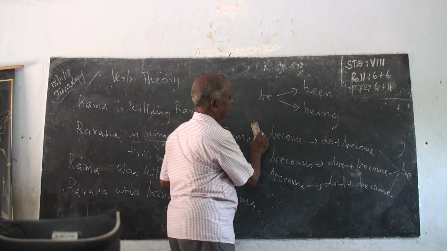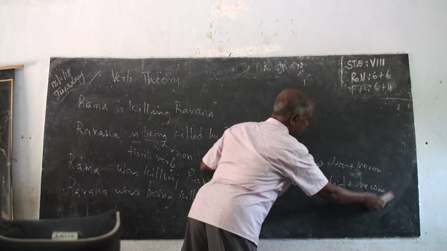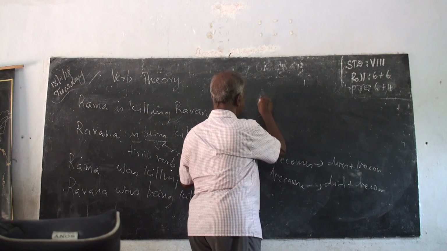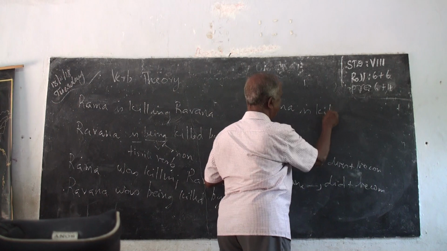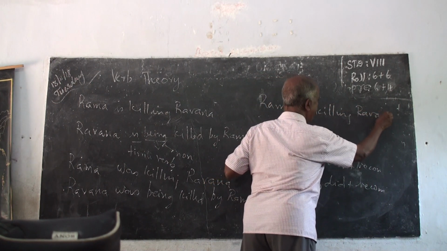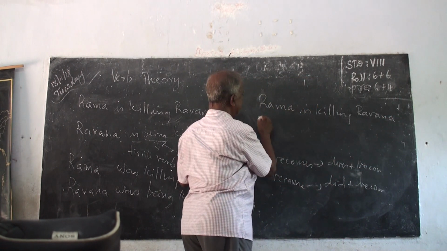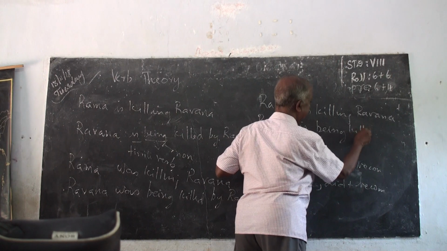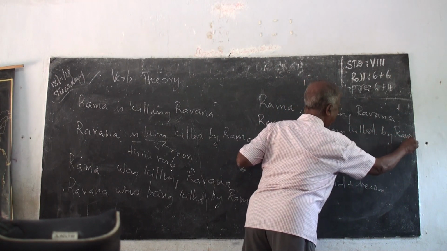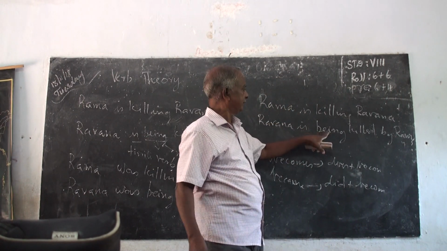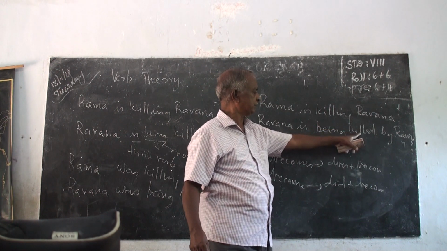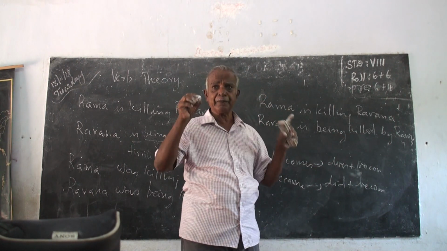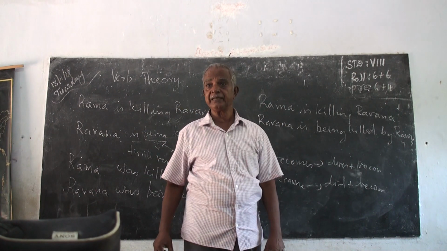So, in this, Rama is killing. Rama. He converted into you. Rama is being killed by Rama. Here is the key predicate verb. E is a noun that converts the past participle into the present participle, the ING form. It converts this into ING form. So he explained the role of each and every verb.